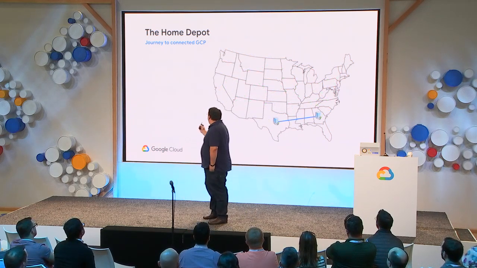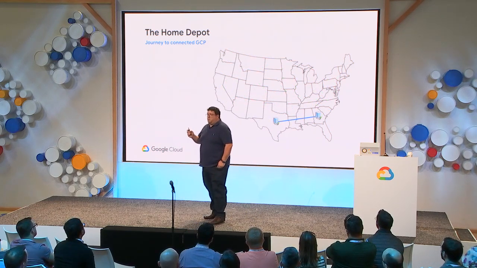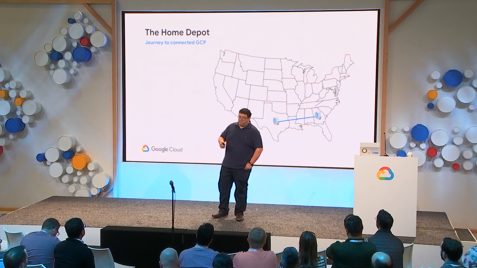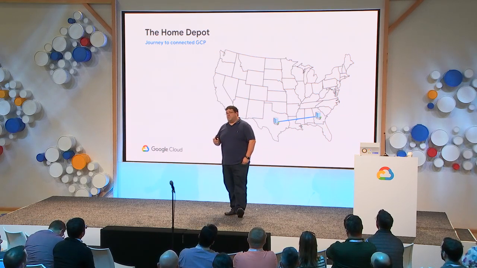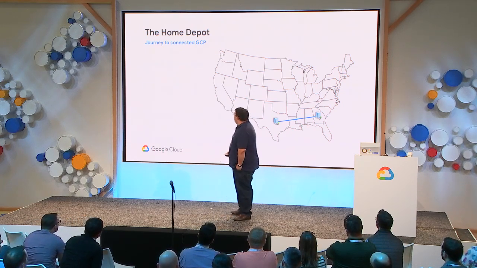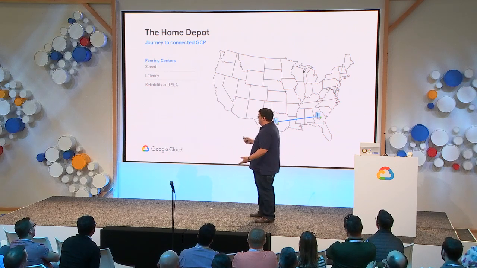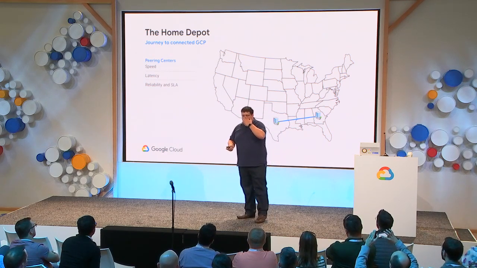So let's deal with the VPN issue first, right? We really wanted to have a way to have the VPN be better. We couldn't fix the MTU immediately, but we could fix some of the speed and latency problems. So this is where we really started discussing peering facilities. We came up with an idea: if we could get the VPNs closer to Google, we could get performance better. So speed, latency, reliability, SLA.